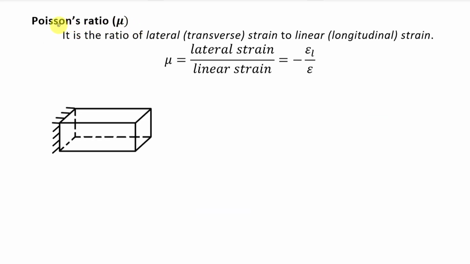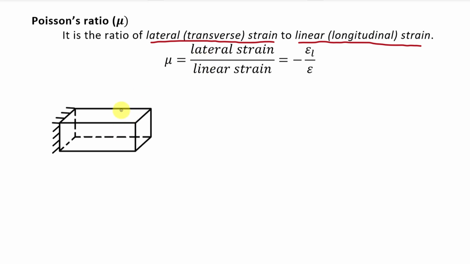Now we are going to understand Poisson's ratio, which is denoted by mu. It is the ratio of lateral strain to linear strain. Here lateral strain is also called transverse strain, and linear strain is also called longitudinal strain. So we can also say that Poisson's ratio is the ratio of transverse strain to longitudinal strain, right?